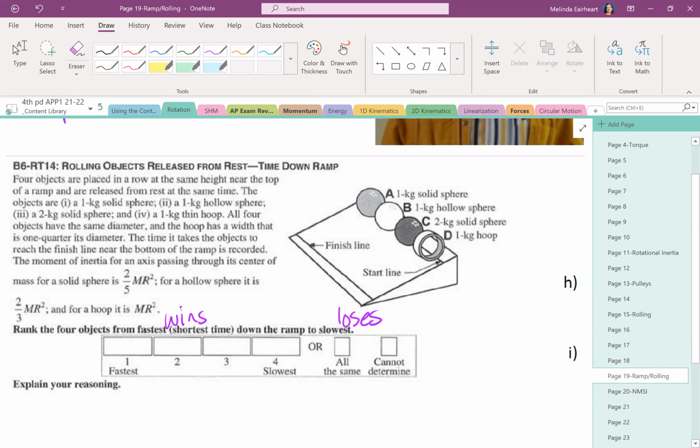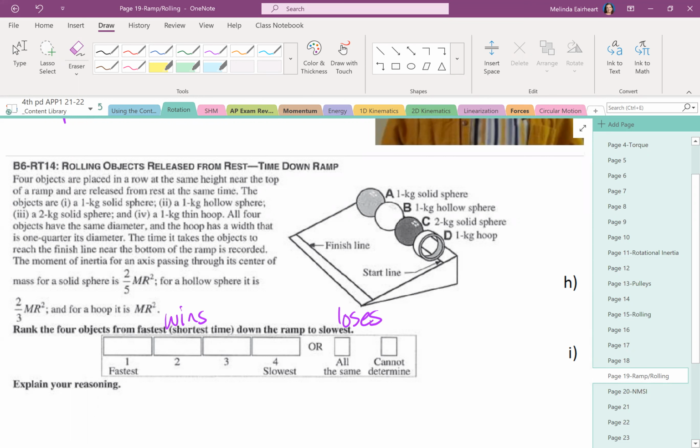Okay. And we could do a net torque statement, which we'll probably end up doing on this problem next time. And so the hollow hoop is going to be the loser. Hollow always loses. Okay. And then we've got the hollow sphere, B, would be the next loser.